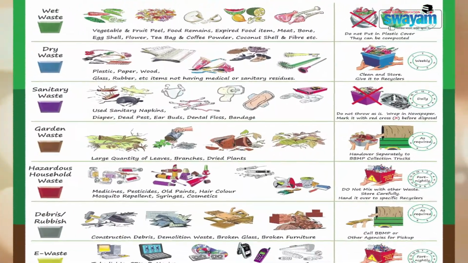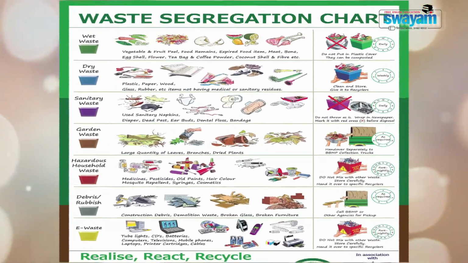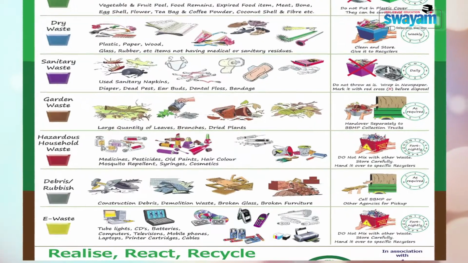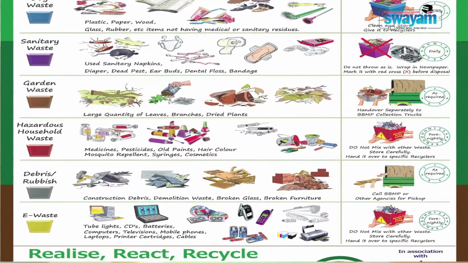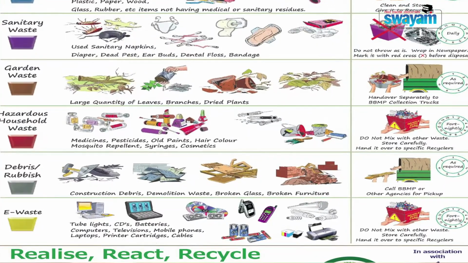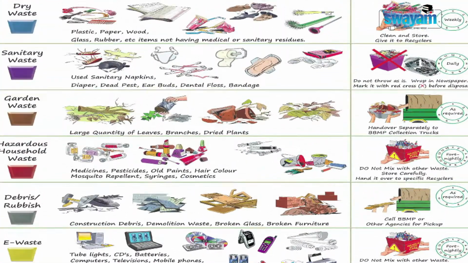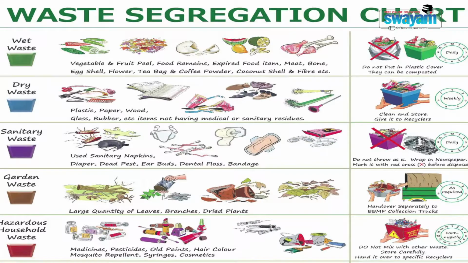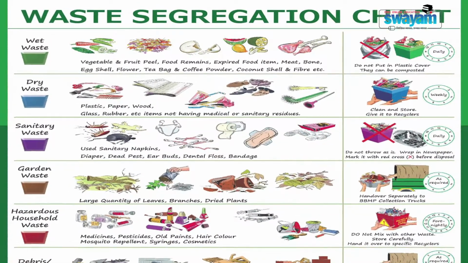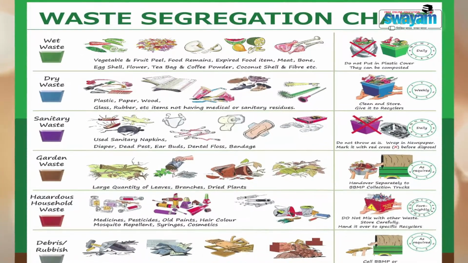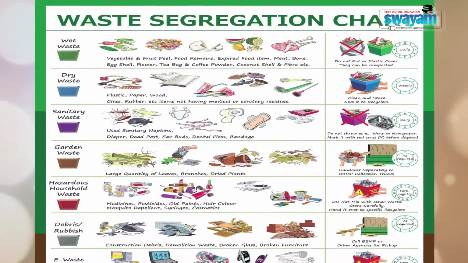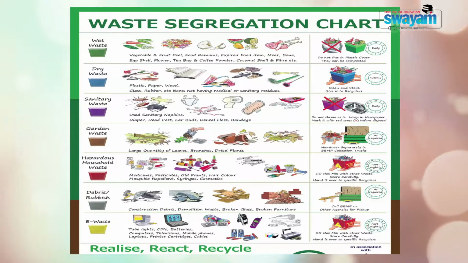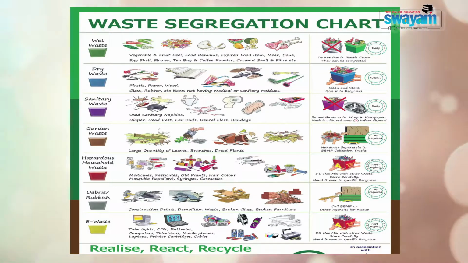We have a very nice waste segregation chart, in which we segregate the waste in a very fine manner under different categories. Number 1 is wet waste, dry waste, sanitary waste, garden waste, hazardous waste, rubbish waste and e-waste. All of these wastes cannot be recycled, only a few of them can. Preference will be given to the wet waste and the garden waste. These can be recycled, whereas the others cannot be recycled. They can go either for incineration or some other kind of technology. So this chart shows the different kinds of waste which fall under different categories like wet, dry, sanitary, garden, hazardous, debris and e-waste.